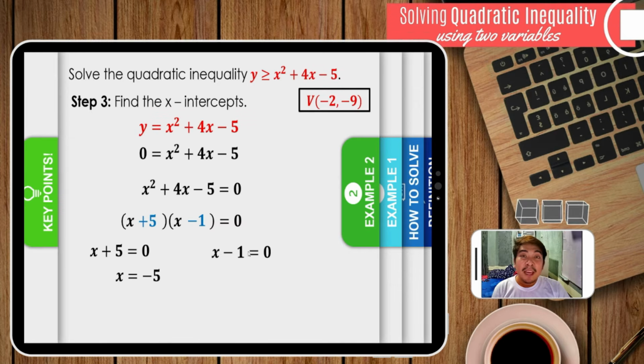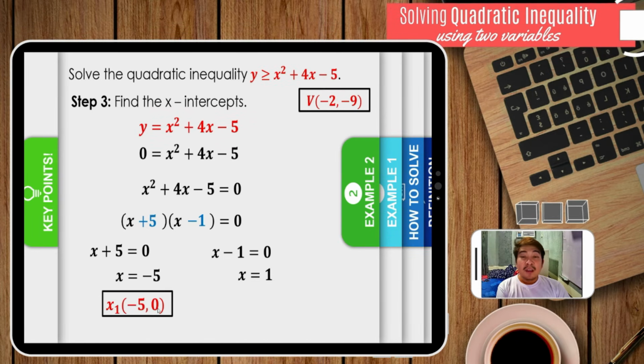Same process will be applied for x minus 1 is equal to 0. And we will now obtain the second value of x, which is 1. Okay? So, kailangan natin siyang gawing ordered pair. Remember na si x-intercepts will be the values of x kapag ka ang y ay 0. So, therefore, if x is equal to negative 5, ang kanyang point will be, or ordered pair will be, negative 5, 0.